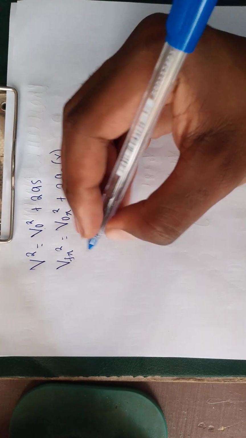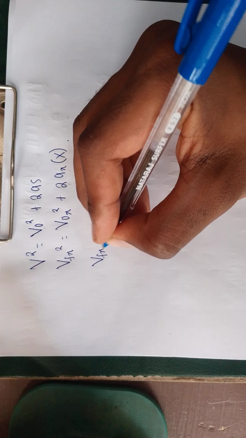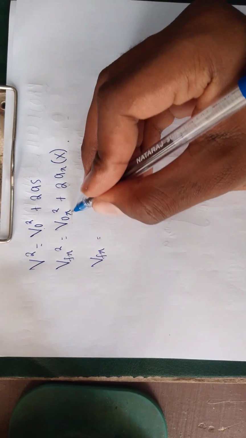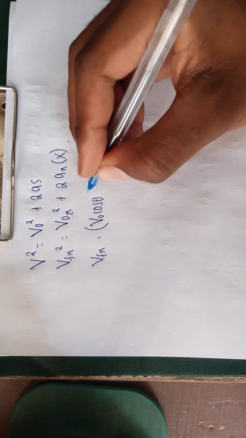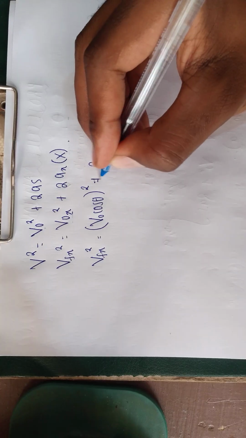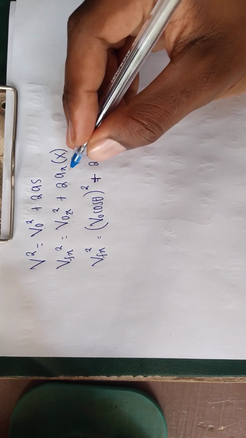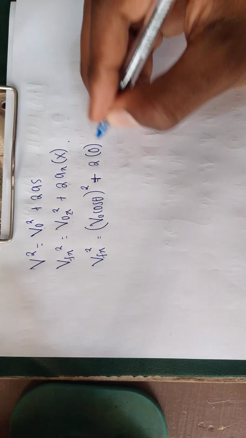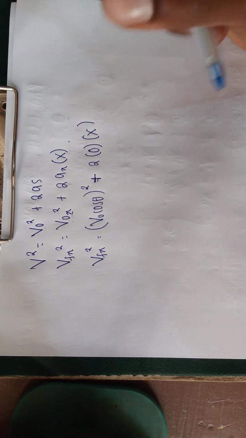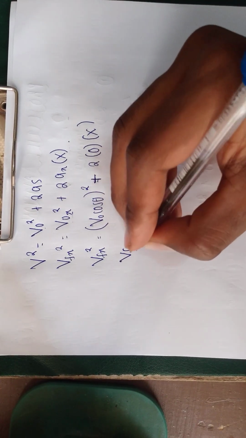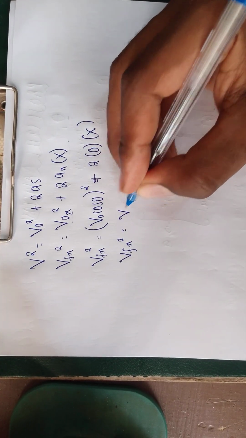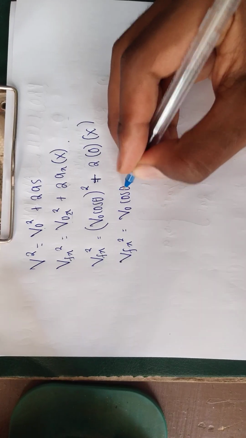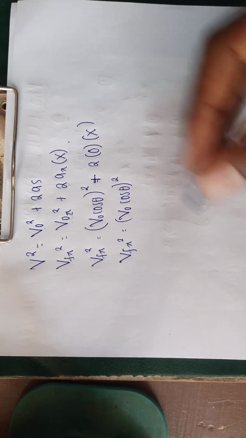Okay? So what you're going to have is the final velocity in the x. What is the initial velocity in the x? We said this is v0 cos theta, and this is squared, plus 2 times what is the acceleration in the x? This is 0 multiplied by x. So meaning the final velocity in the x squared is going to be equal to, this will give you 0, so you're going to have v0 cos theta squared.